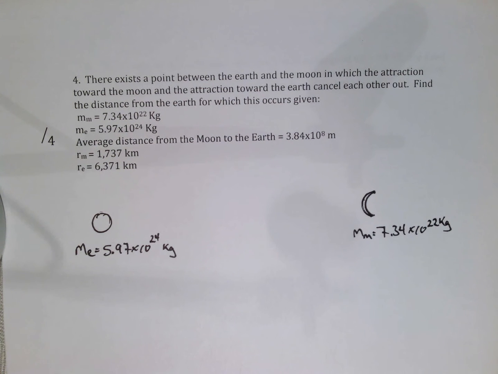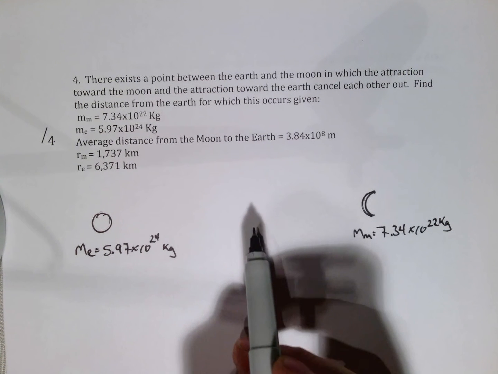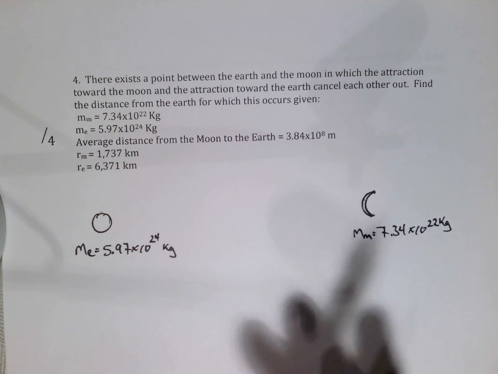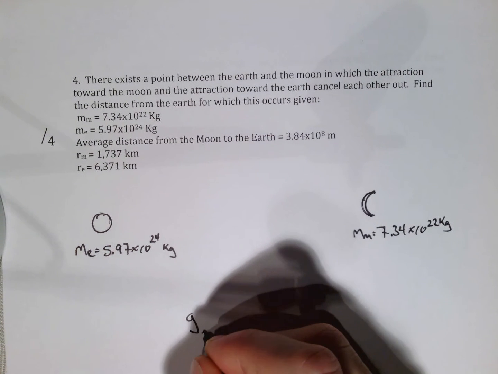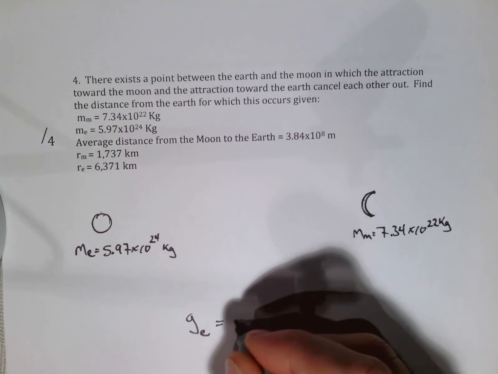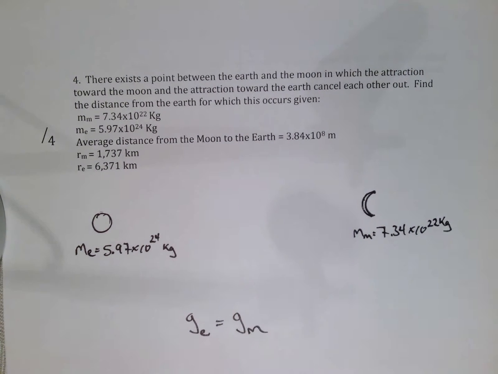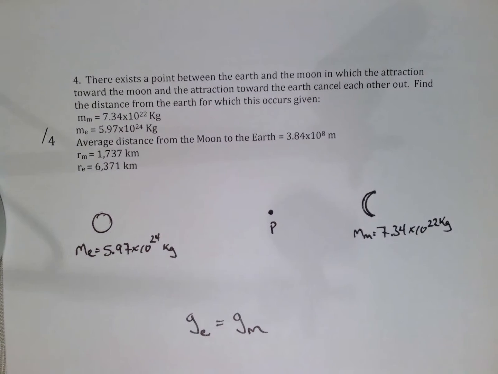Next thing to do, so what this question is asking for is it says that there exists a point between the Earth and the moon, so it's somewhere in the middle here, in which the attraction towards the moon and the attraction towards the Earth cancel each other out. So what we're saying is that the gravitational pull, the gravitational field from the Earth is equal and in the opposite direction to the gravitational field from the moon. So that point P is going to be somewhere in between the Earth and the moon.